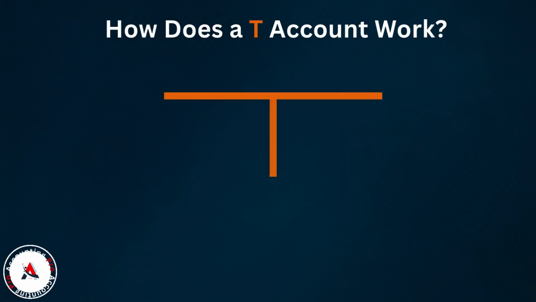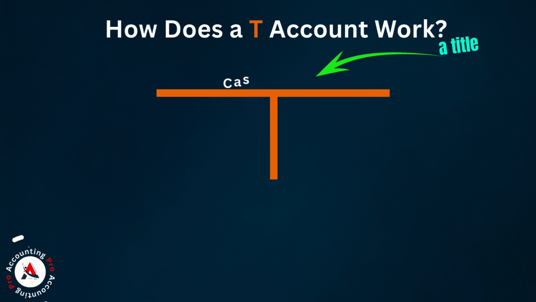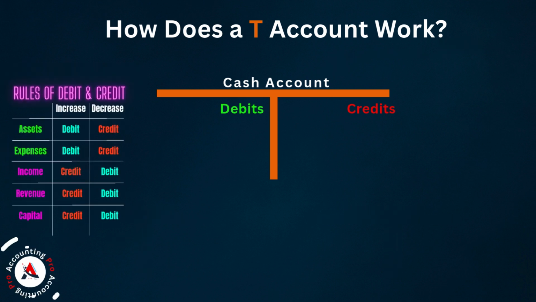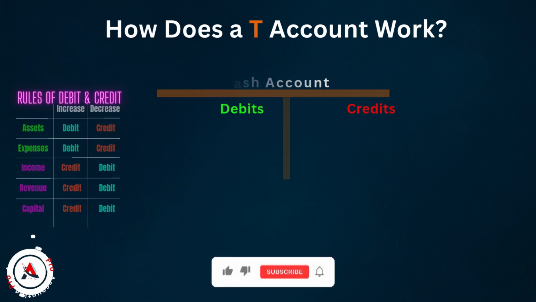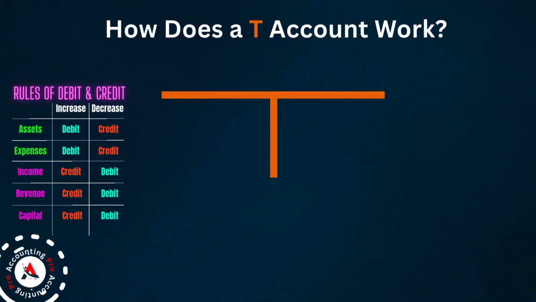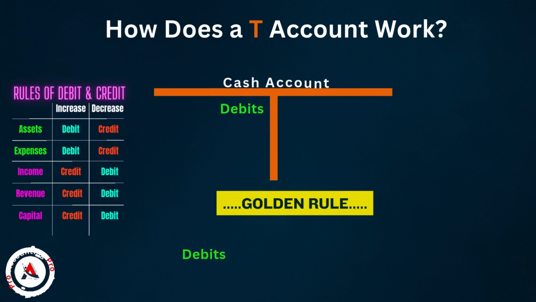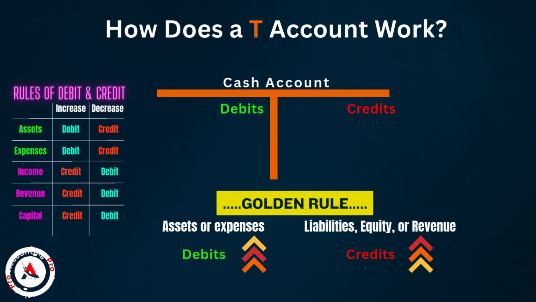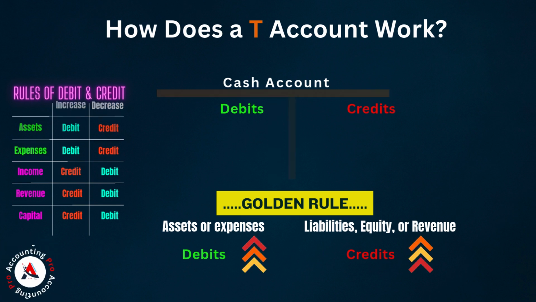How does a T account work? Let's break it down. Every T account has a title, like cash, revenue, or expenses, and it tracks increases and decreases for that specific thing. Here's the golden rule. Debits go on the left, and usually mean an increase in assets, like cash or expenses. Credits go on the right and usually mean an increase in liabilities, equity, or revenue. Sounds tricky? Don't worry. Let's see it in action with a real example.